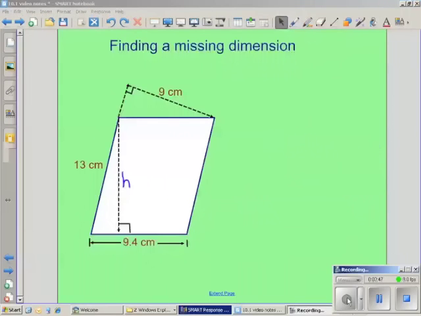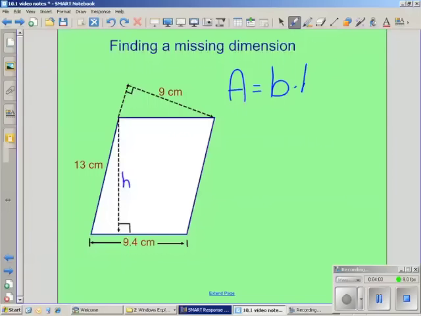Okay, in this question, we're finding a missing dimension. If you can see the base, we have 9.4 centimeters, but we do not have the height. So we're solving for the height in this question. Remembering the formula, area is equal to base times height, we need to first solve for the area. So let's use a different base. We'll use 13 centimeters to form the other side, and notice how it forms the 90 degrees with the 9 centimeters. So to find the area, we would do 13 times 9, and that is 117.